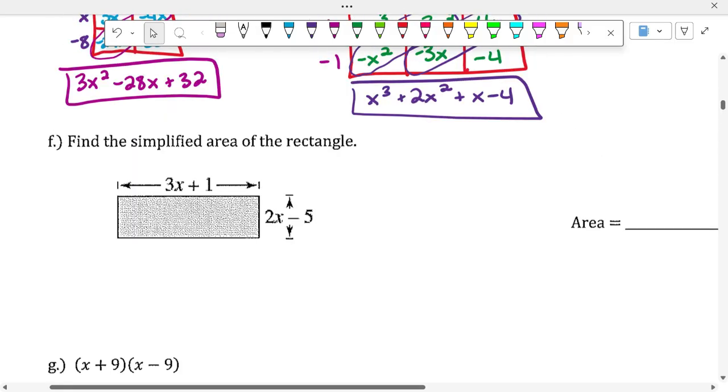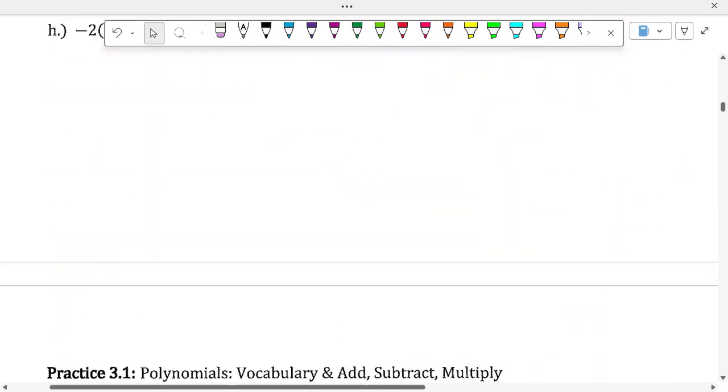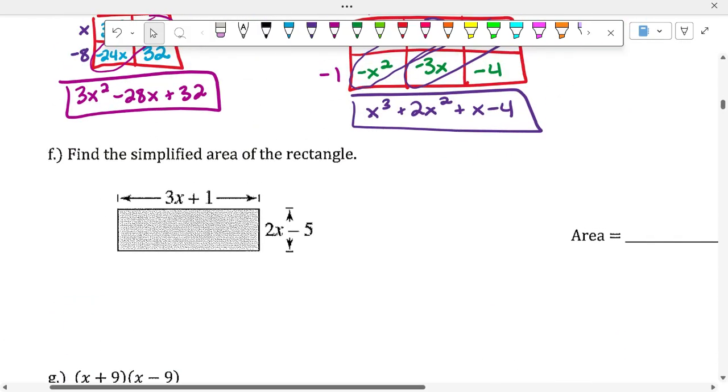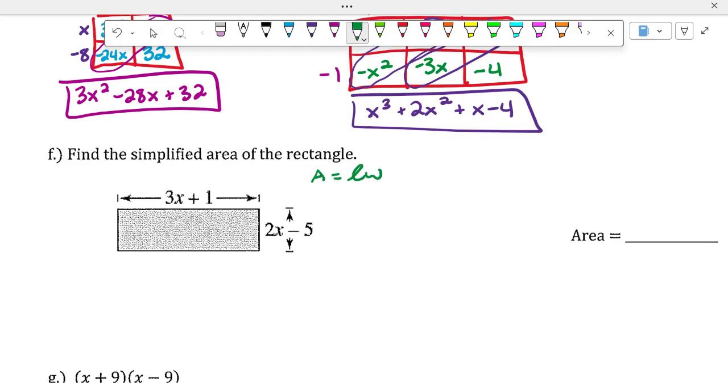So this next one, all right, it asks us to find the area of the rectangle. So first off, what's the formula for area of a rectangle? Length times width. So in other words, I'm just going to multiply the length to the width. So take a minute and do that. So it's just either a box method or a FOIL, however you want to do it. But you're multiplying those two together.